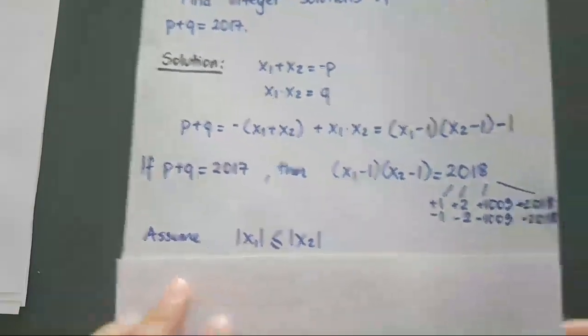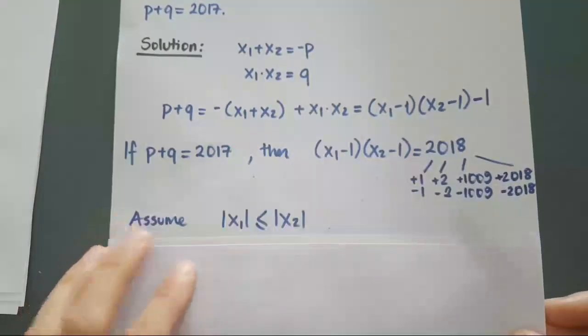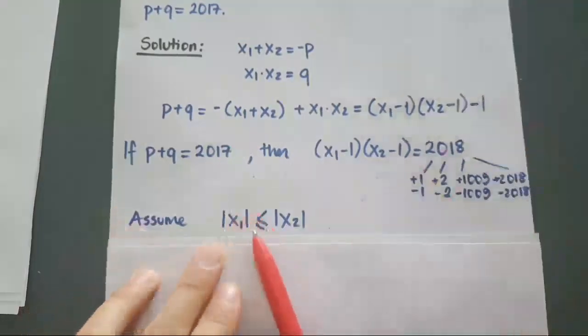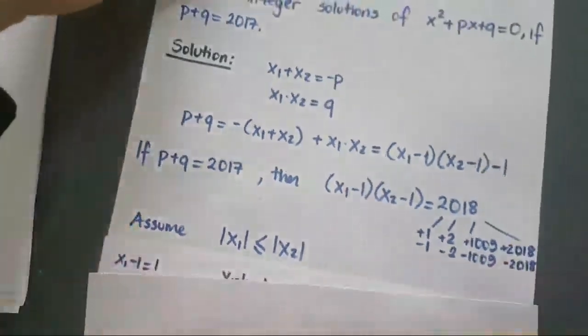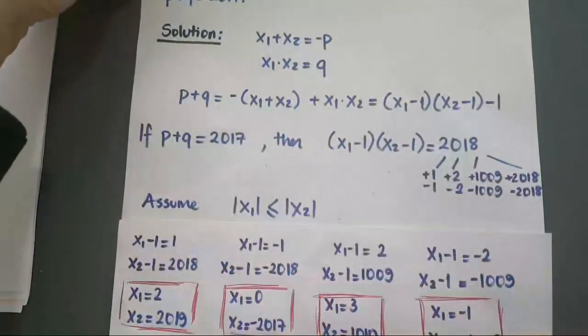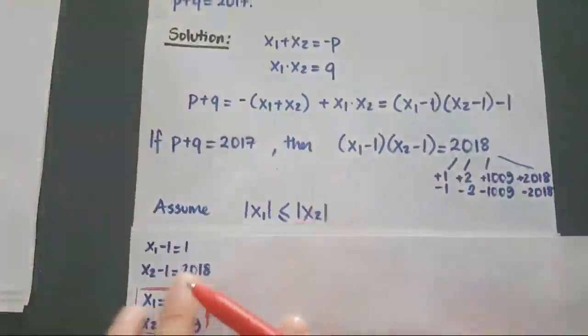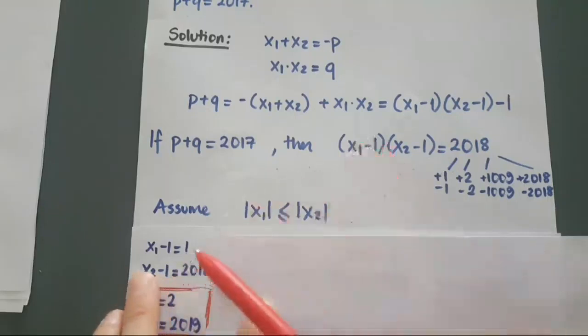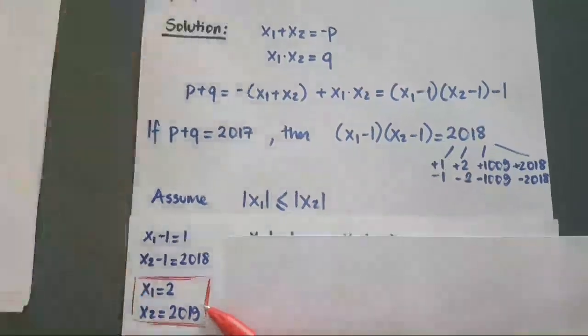Not to write a lot of steps, not to write all of the cases, let's assume that the first root is smaller than the second root. If the first root is smaller than the second root, then we have these cases. First case, if x1 minus 1 is equal to 1, x2 minus 1 is equal to 2018, which means that x1 is 2 and x2 is 2019. These are the solutions from the first case.